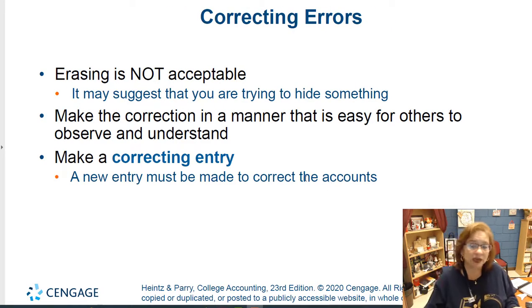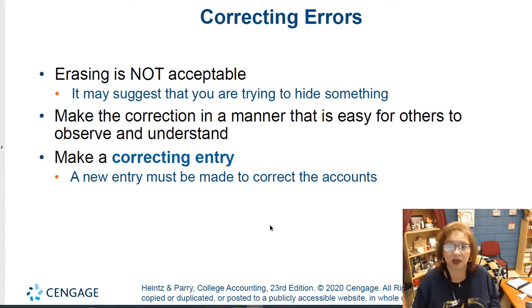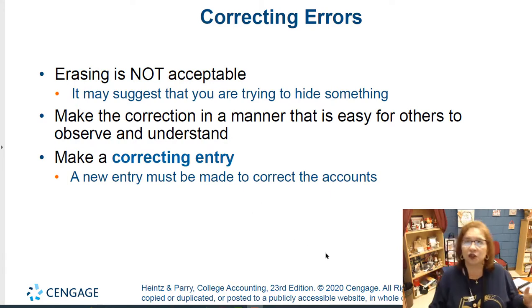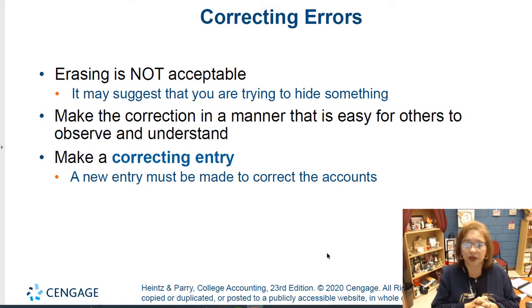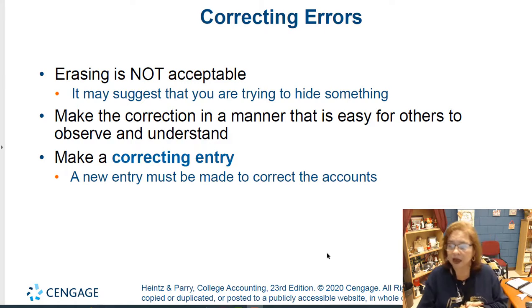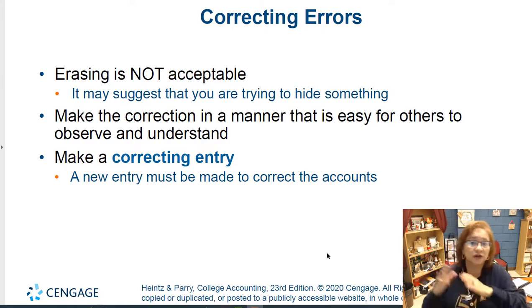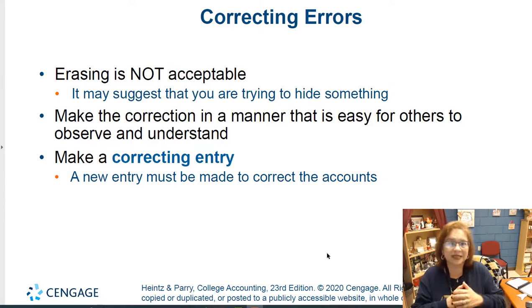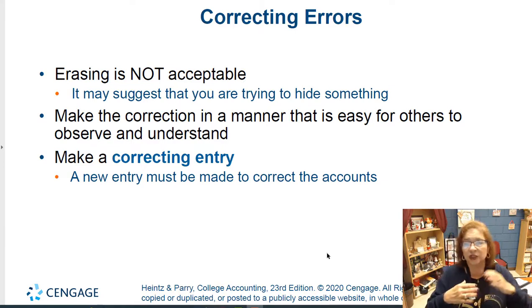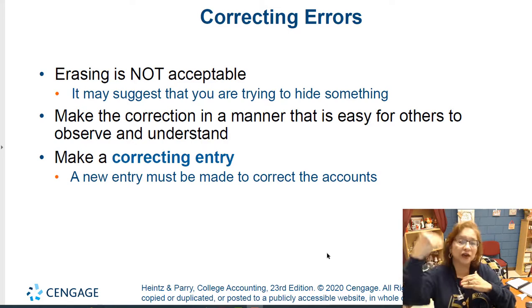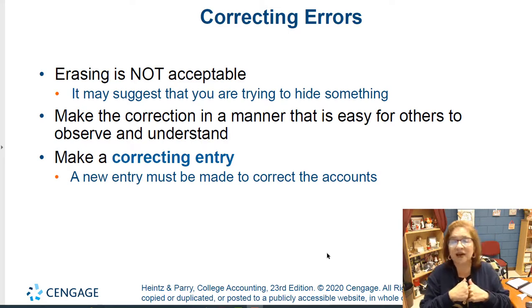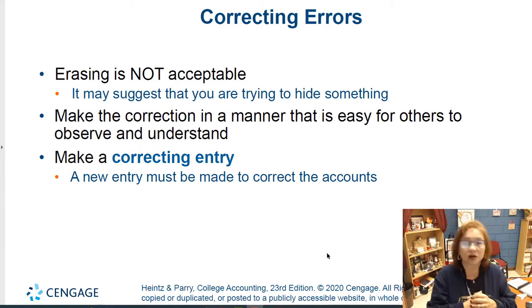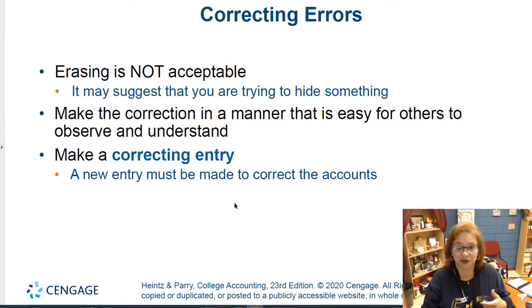In accounting, erasing is not acceptable. You have to make a correcting entry. Let's say that you were supposed to put $250 in accounts receivable, because it was delivery fees, but you put it into cash. Now your cash is over by $250 that you don't have. So instead of erasing it and saying, oh, I got to put this in AR, no, you have to reverse the entries, okay? You have to make a correcting entry.